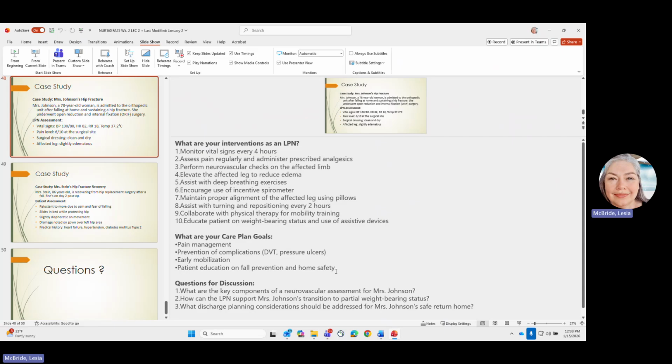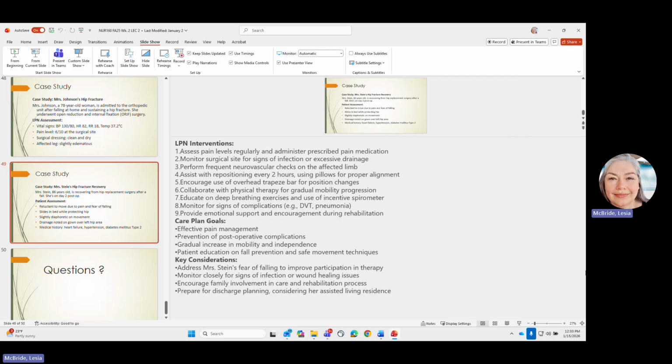So what are your care plan goals? Pain management, prevention of complications such as DVT, early mobilization and education, of course, and getting that patient ready for discharge. Make sure you're documenting your education and discussing how to keep that patient involved in their care.